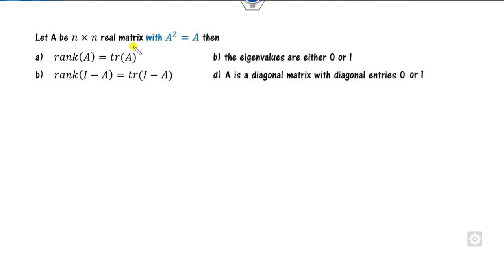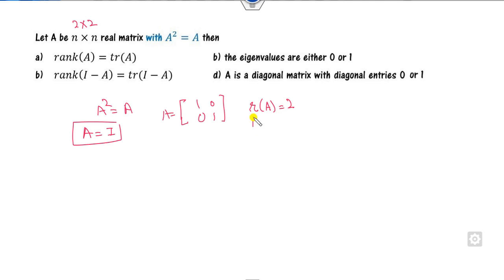Okay. A is n cross n. What is the size of n? It is not given. So I can simply take 2 by 2. Do you know any matrix whose A square is A? That's very simple. A is I. So what is the meaning of the A? 1, 1, 0, 0. So what is the trace of this? So clearly the rank of A is 2. What is the trace of this? It is 2. So this is satisfied.